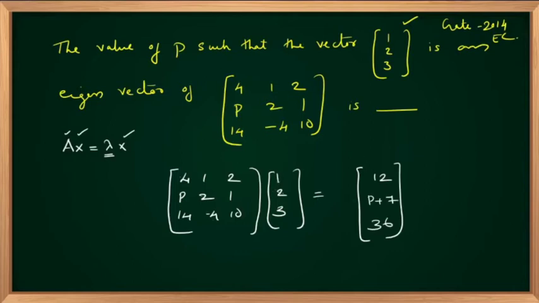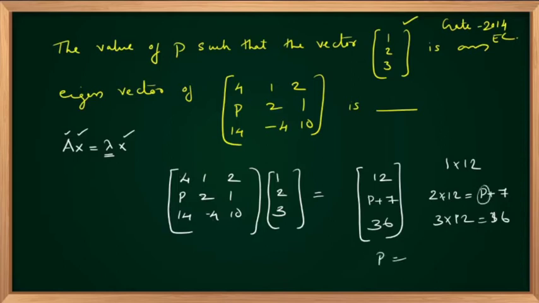It should be this vector multiplied by some vector should give me this vector. So if I compare 1 and 12, 1 into 12 is 12. 2 into 12 is, if it is P plus 7, my idea is correct. 3 into 12 is 36. Correct? Correct. So what should be the value of P?